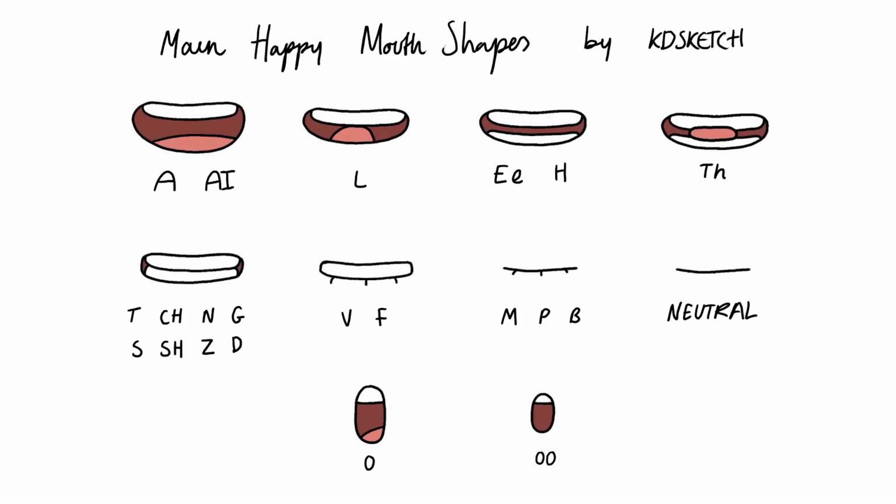You'll want to have a mouth shape that links with each sound rather than one for every letter in a word. Otherwise, it looks something like this.